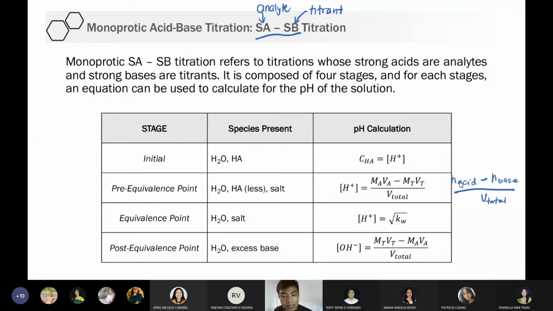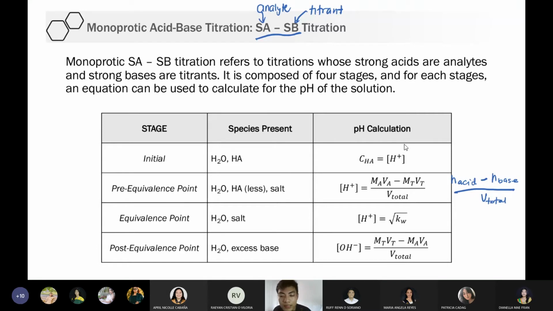What is our mole acid? Remember, acid is the analyte. Paano kinukuha yung moles ng analyte? MAVA. Kaya ganyan yung equation. Yung base, ano yun? Yun yung titrant ko. So, MTVT. Okay? So, yun yung reason why the equation is this. No? Kasi nababawasan yung acid. So, to measure how much is left, we use this formula. Mole acid minus mole base kasi nabawasan na yung acid. Divide mo yan sa volume kasi kailangan ay molarity to get the pH. So, kaya naging ganito yung equation natin.